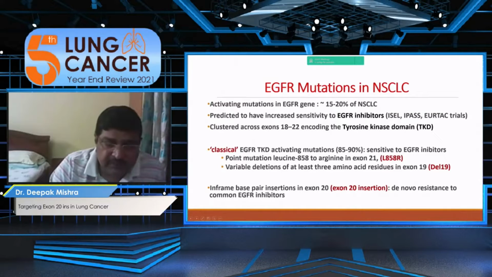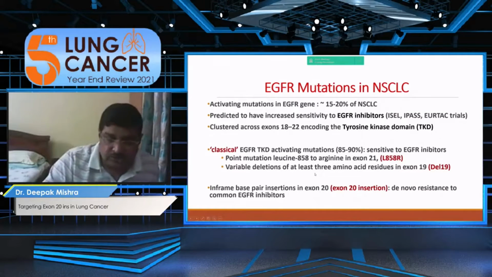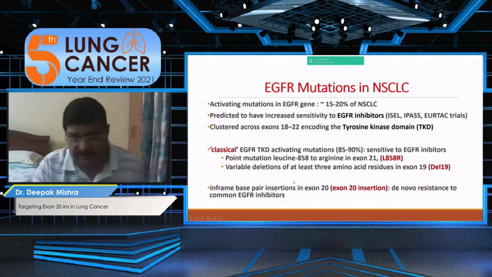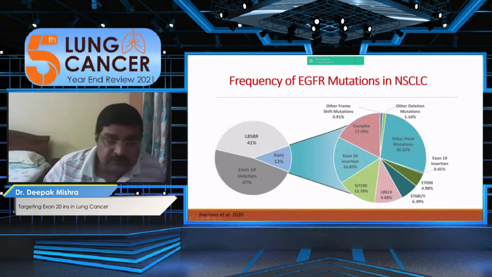But there are many other non-classical mutations like the exon 20 insertion mutation, which is nothing but an in-frame base pair insertion in exon 20, and this confers a de novo resistance to the commonly used EGFR inhibitors.